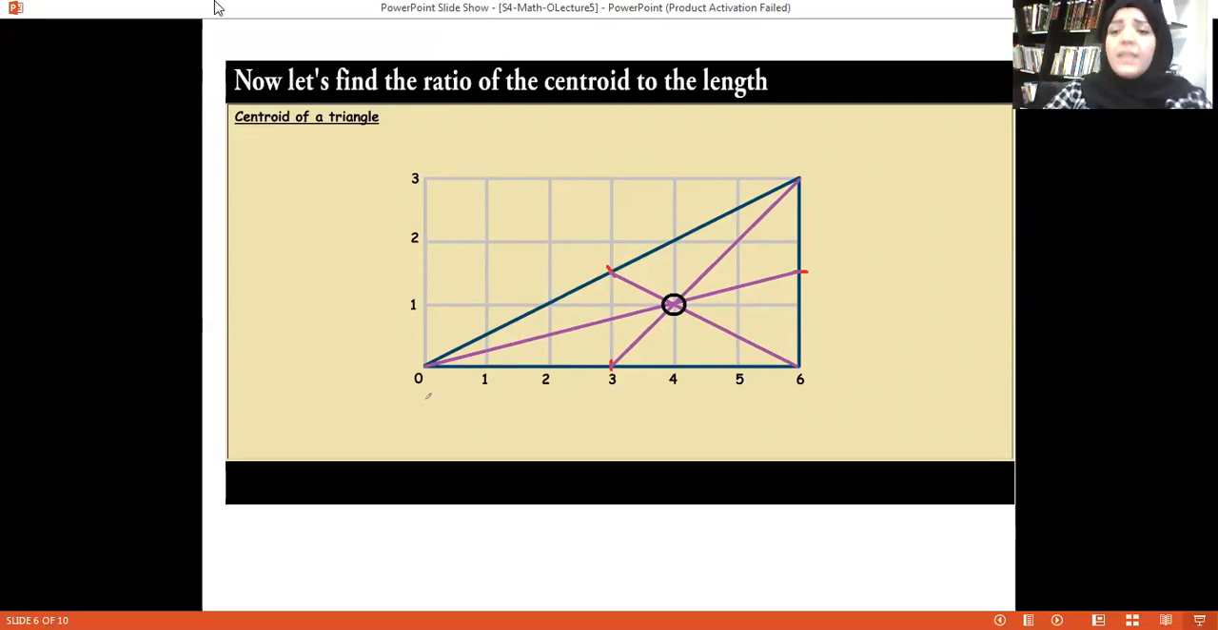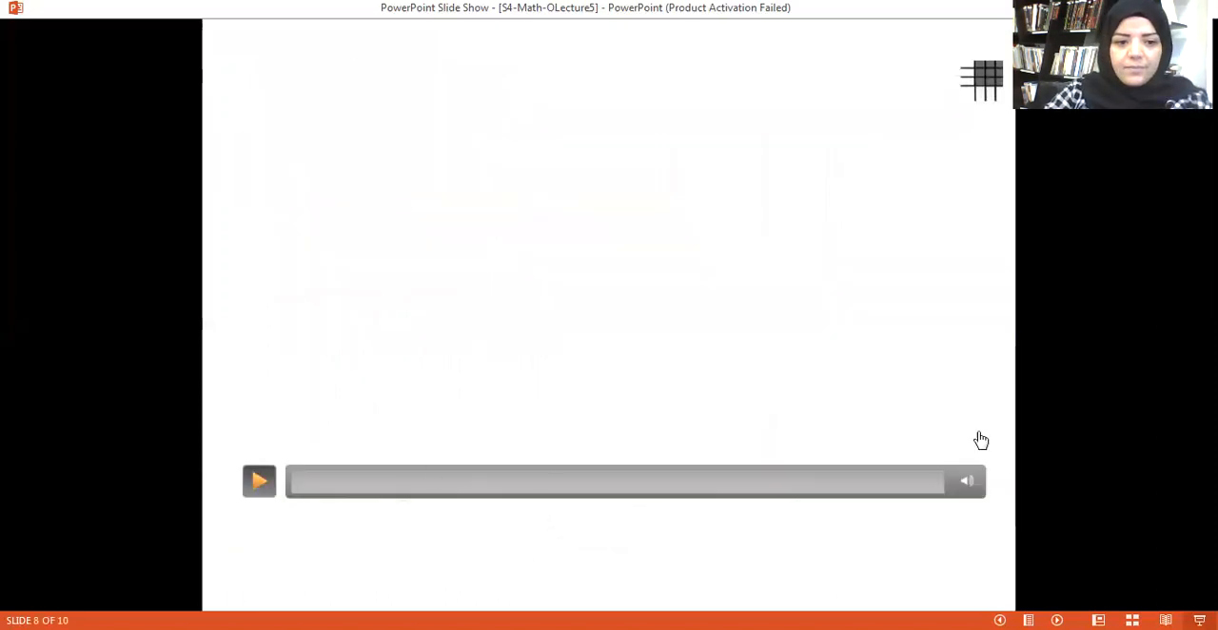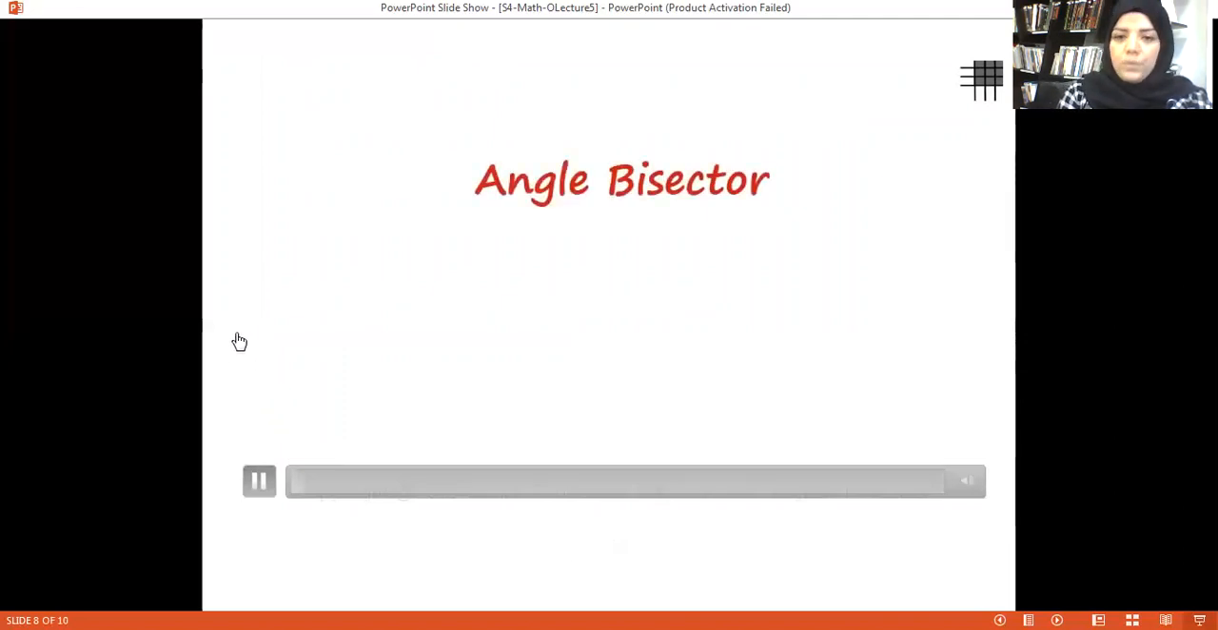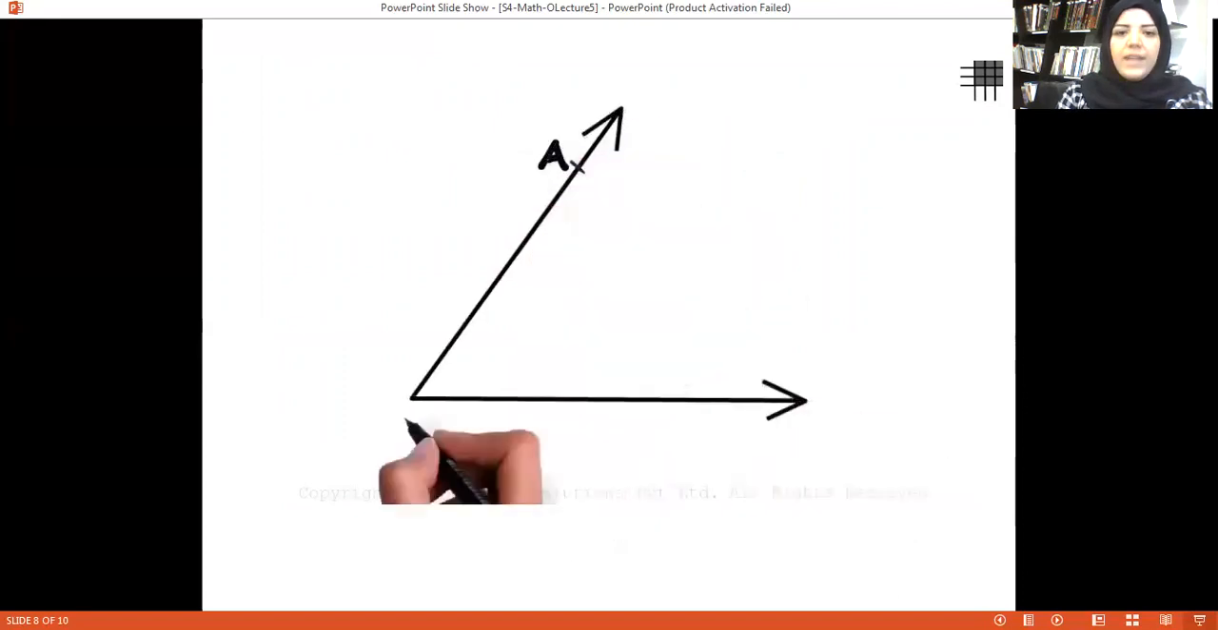Okay? Now the third special line, which is the bisector of a triangle. The bisector is actually a line that divides an angle into two equal angles. And in order to draw the bisector, we need to use a protractor. And the three bisectors also are concurrent, and they meet at a point we call the incenter. And now, we are going to talk about the bisector, or the angle bisector.